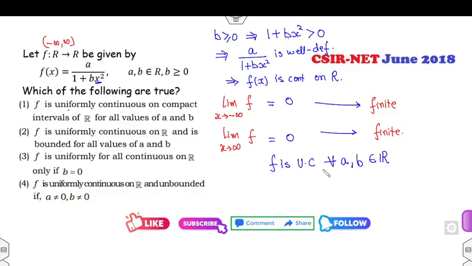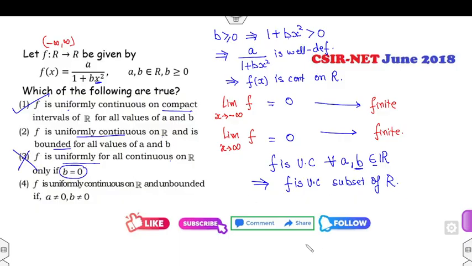Once f is uniformly continuous on all of R, then it's also continuous on any subset of R. So yes, option A is the correct option. F is uniformly continuous on R and it is bounded, but we will check the boundedness. F is uniformly continuous only if b is equal to 0? But we proved that it is for all b. And it is unbounded?